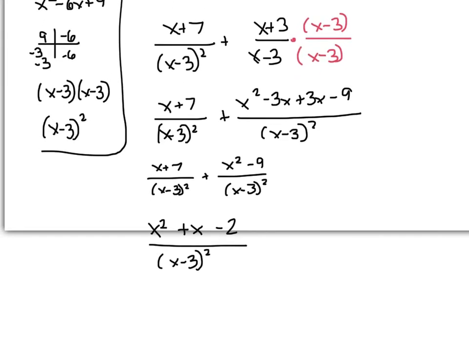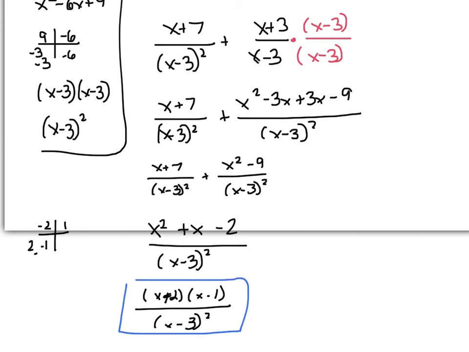We're looking for a product of negative 2 that adds up to be 1. Well, that would be 2 times negative 1. So x squared plus x minus 2 is going to factor into x plus 2, x minus 1, all over x minus 3 squared. And that's the final answer: x plus 2 times x minus 1 all over x minus 3 squared.